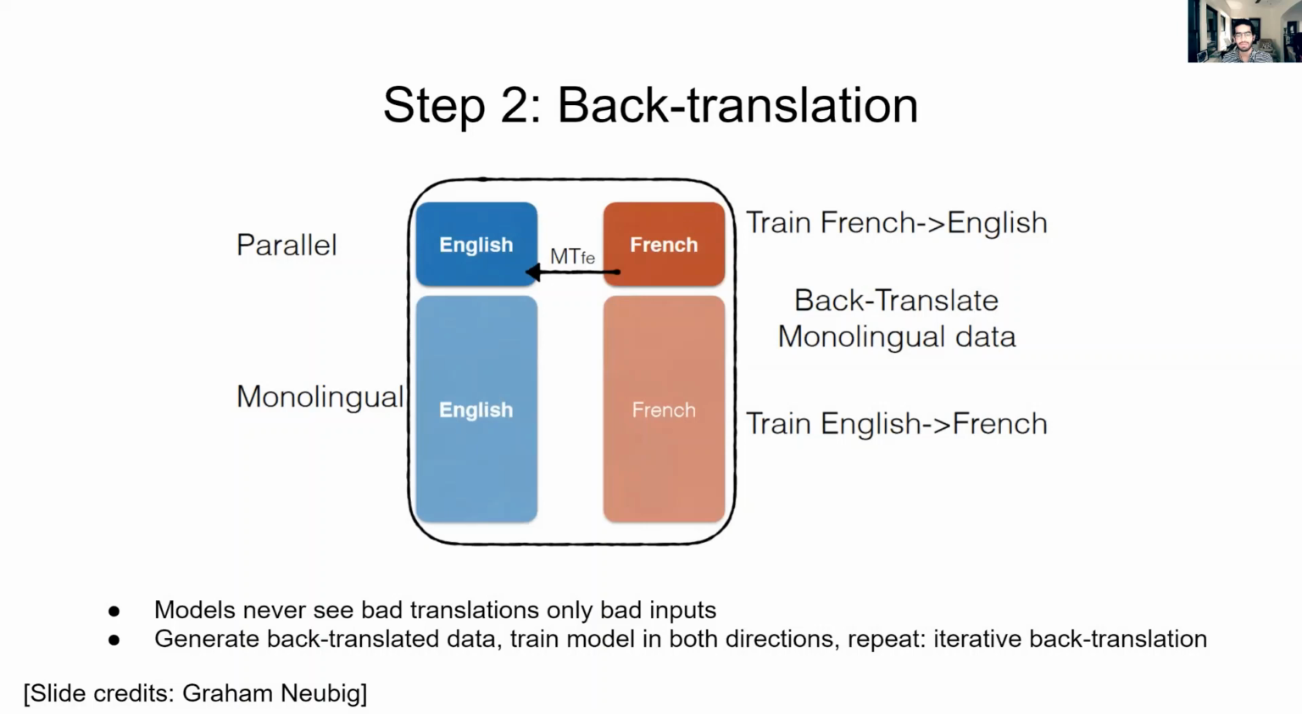Now let's look at back translation. Back translation was already introduced by Graham in one of his lectures as a way of data augmentation for a lot of MT tasks, especially useful for low resource MT. For example, if you want to translate from French to English, and you have some parallel data from French to English, and you also have some monolingual data both in French and English.